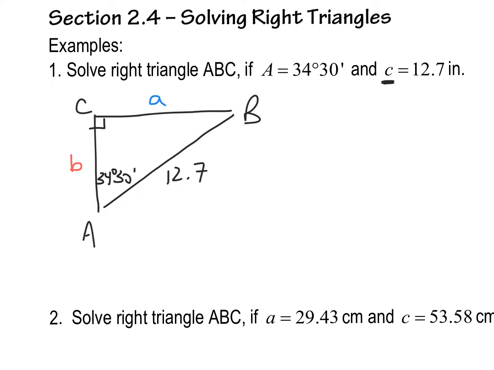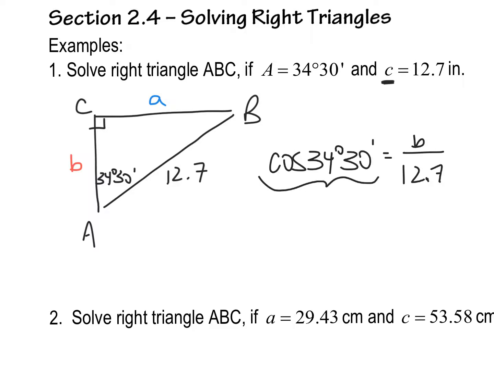So go back to what you learned originally about SOHCAHTOA. Adjacent and hypotenuse is cosine. So my formula is going to look like this. Cosine of 34 degrees 30 minutes equals the adjacent side, which is the B, over the hypotenuse, which is 12.7. So all you're doing is typing this into the calculator, and when you do that, you're going to get a decimal, and then make sure you just multiply both sides by the 12.7 in order to get B by itself. And you're going to end up with B equals 10.466.